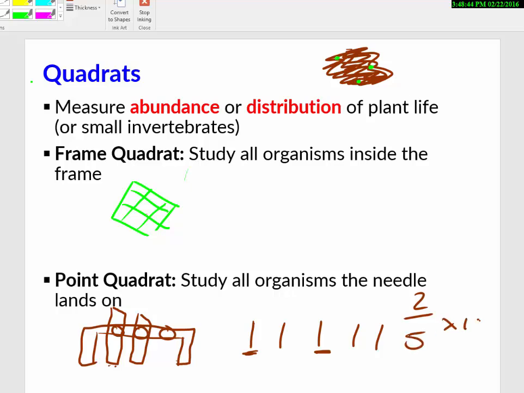So 2 over 5 times 100 equals 40%. Whereas with a frame quadrat, you would just have to guess the percentage cover. So if you had grass here, here, here, then you could sort of guess that that's 50% covered in grass, but you don't know for sure, and you've got no real way of making it standard, because a different researcher might say that that's not 50%, that's something else.